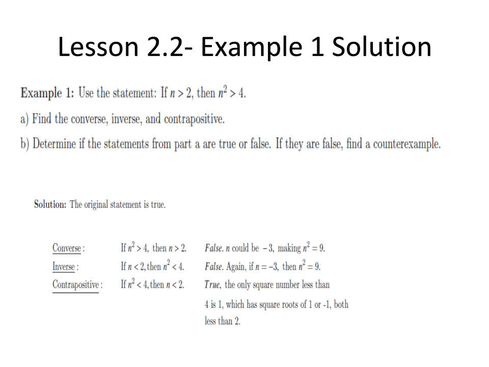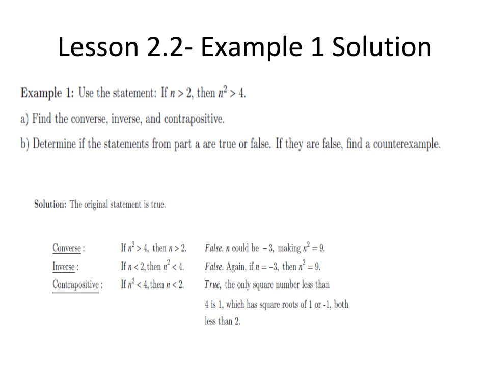For part B we now need to see if we can find a counterexample, an example that disproves the conjecture, for the converse, the inverse, and the contrapositive of the original statement. This will prove each of them to be either true or false.